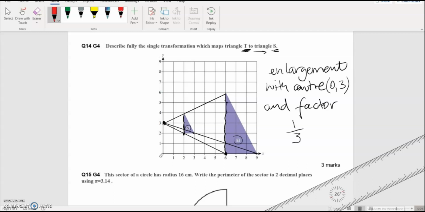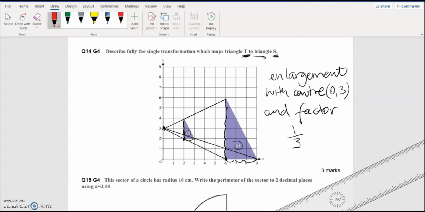And we can do the same thing with this one. 1, 2, 3. So it's shrunk from 3 to just 1. So again, that shows it's 1/3. Enough proof already that this is 1/3. But if you want to check as well, we have this diagonal across the two squares in here. And there is 1, 2, 3 of them here as well. So finally, this is an enlargement with center 0,3 and factor 1/3.